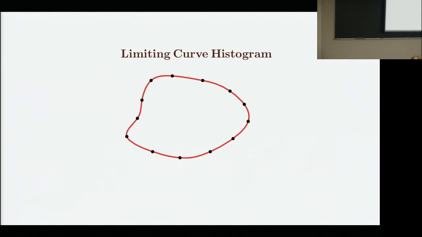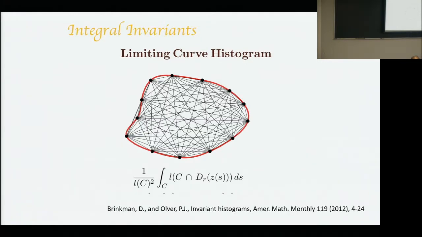And then another thing we did was looking at what happens if you take a curve and do a limiting curve distance histogram. So you take the distances between all the points and write that down as a cumulative histogram. What's the limit? And so you get expressions something like this. This is the length of the intersection of the curve with a disk of radius r divided by the total length of the curve, which is the integral of ds. And this is a simple example of something that's become quite popular in image processing, known as an integral invariant, as opposed to the differential invariants I'll talk about in a little bit.